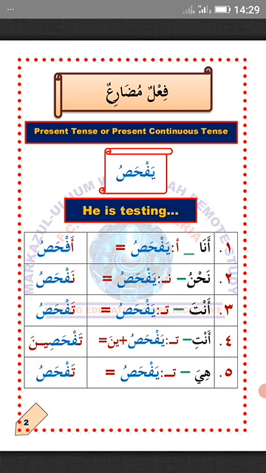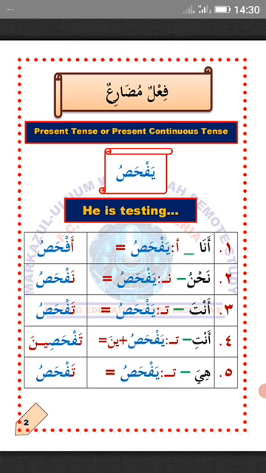Thalatha, number three. Anta, you, representing a single male person that we are talking to directly. So how do we change the verb yafhasu to suit anta? All you need to do is to detach ya'un and attach ta'un. So the verb yafhasu will now become tafhasu, which means you are testing.